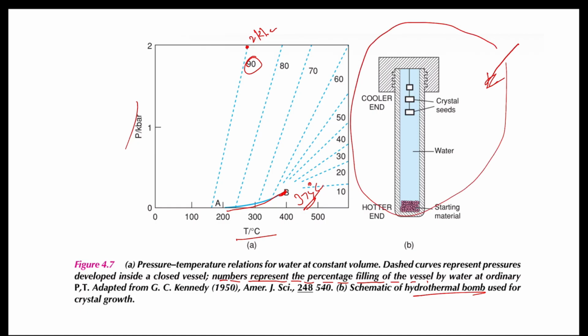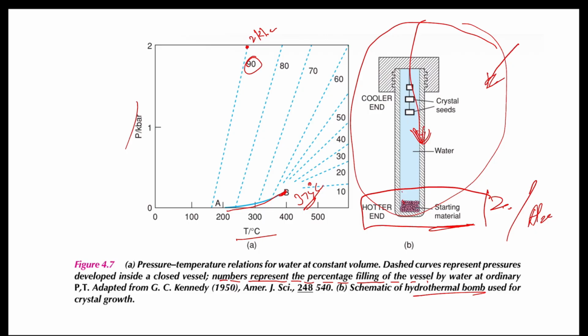This is the typical diagram of a hydrothermal bomb. We have the starting material. Let's say we are making zeolites, or Al2O3. We are going to put it here. This is the hotter end because we are heating it. Then we are going to subject it to high pressure water, and this is the cooler end. We are basically creating a temperature gradient. Here the solubility of the starting material increases. They fuse together as the temperature lowers. This is where the nucleation of the crystal starts.